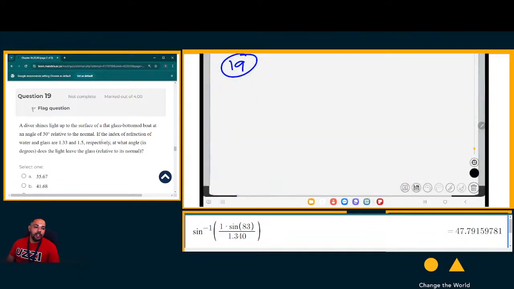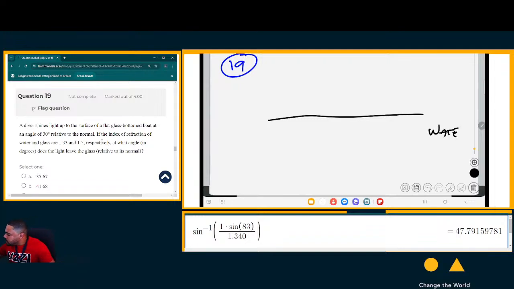Now question 19. A diver shines a light up to the surface of a flat glass bottom boat at an angle of 30 degrees relative to the normal. Okay, so we have the water here. The diver is underneath the water, and he is shining light up to the surface of a flat glass bottom boat.